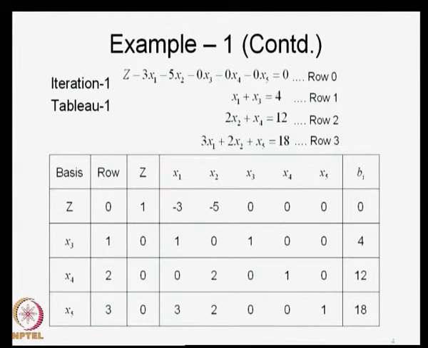Then, if the solution is not optimal, we need to bring exactly one of the currently non-basic variables into the basis. So, x1 and x2 are the currently non-basic variables. We bring either x1 or x2 into the basis. So, the next question that we have to ask is, among the currently non-basic variables, which one has to enter the basis, and which among the currently basic variables will make way for the entering variable.